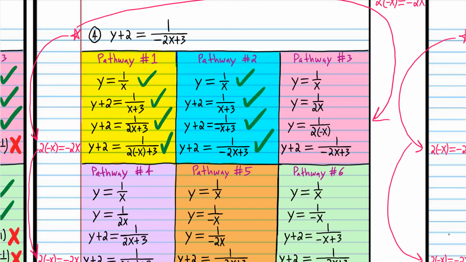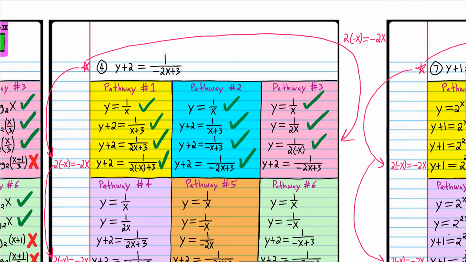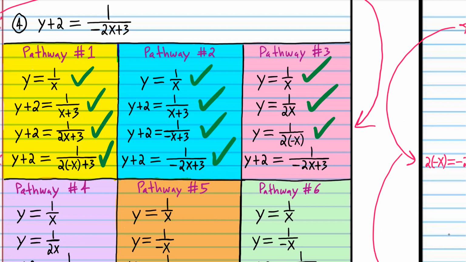Let's try pathway 3. We're going to write the parent equation. Then we're going to replace x with 2x. Then we're going to replace x with negative x. In each one of those situations, the transformation properties tell us how to modify the graphs or to transform the graphs. So remember, 2 times negative x is just negative 2x.